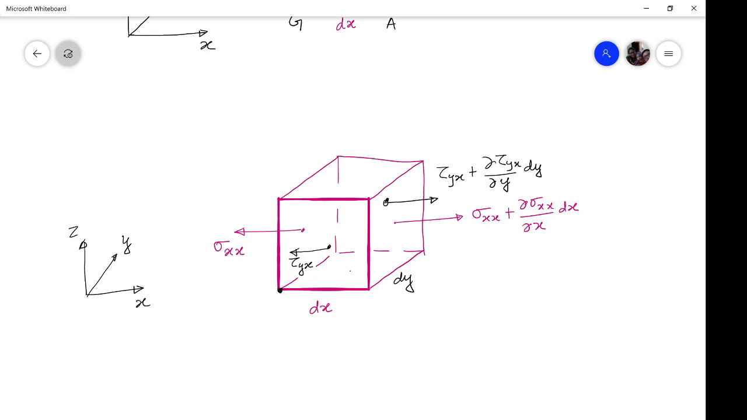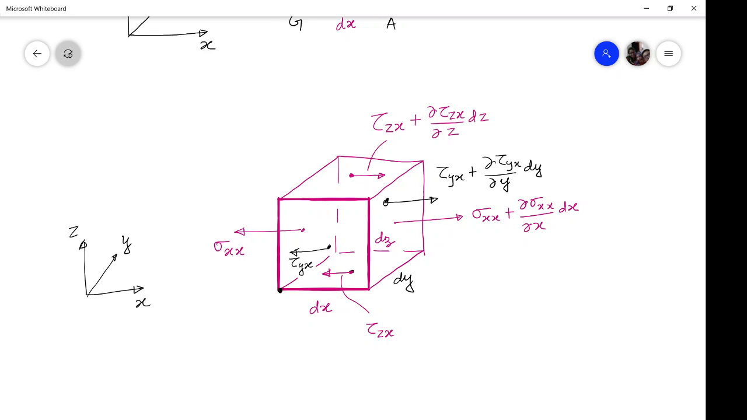So on the negative z phase in the negative x direction will be the positive stress. So this will be tau on the z phase in the x direction, and after you move to a distance of dz, this will be tau zx plus del tau zx by del z dz.